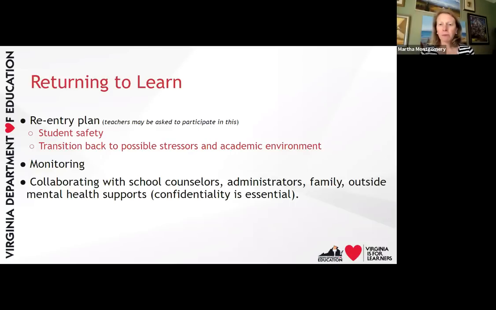And we do always maintain confidentiality. This is not multiple people contacting the mental health providers. We typically want to have one person in the building that's having that communication with the outside provider.